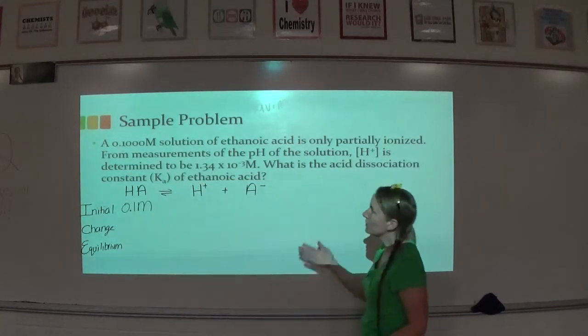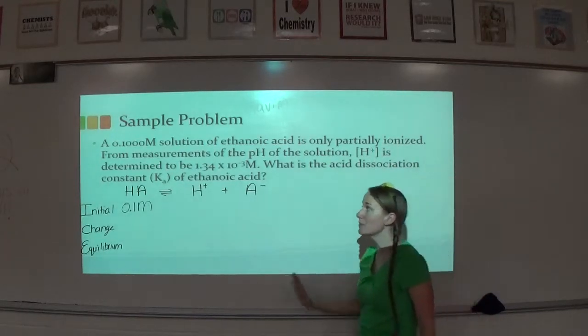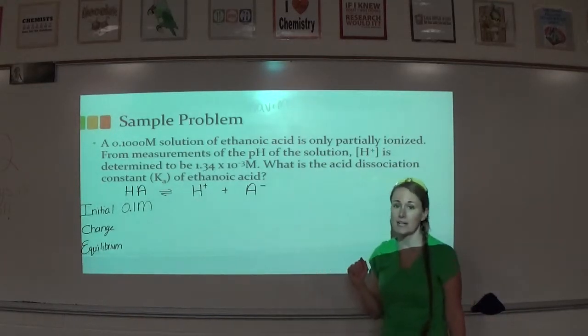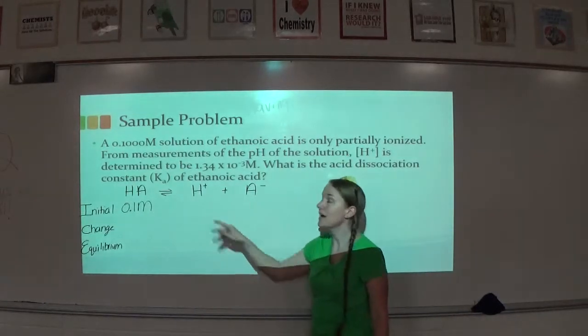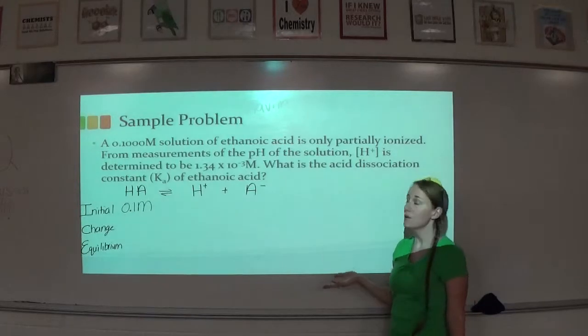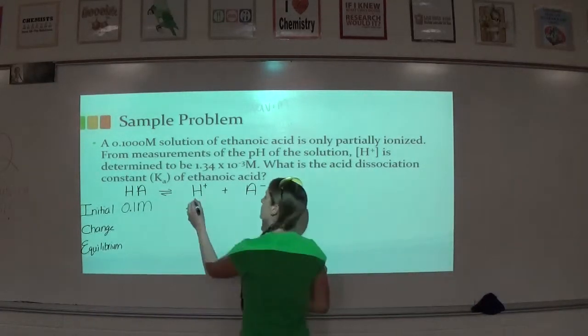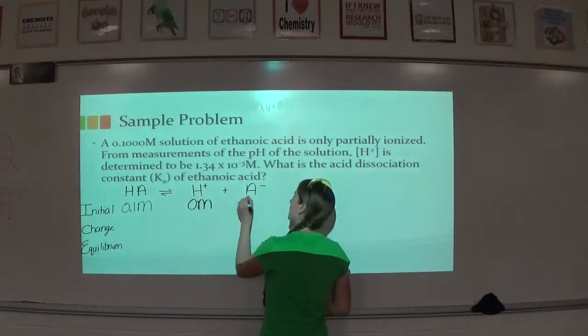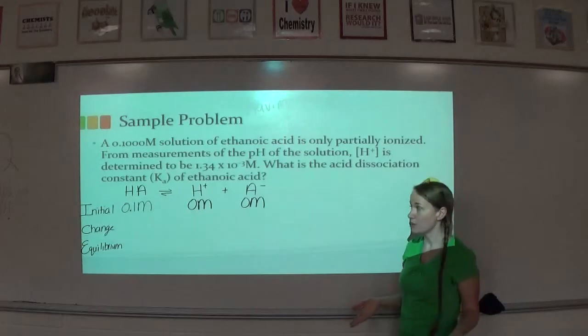Now, in our question, it doesn't say anything about starting with H plus or A minus. And if you move on to other classes, you'll get to where sometimes you may have one of your products present also. But in here, it just says we're starting with ethanoic acid, so I'm going to assume that means we're starting with 0 of our product. Unless it tells me I'm starting with some, we assume 0.